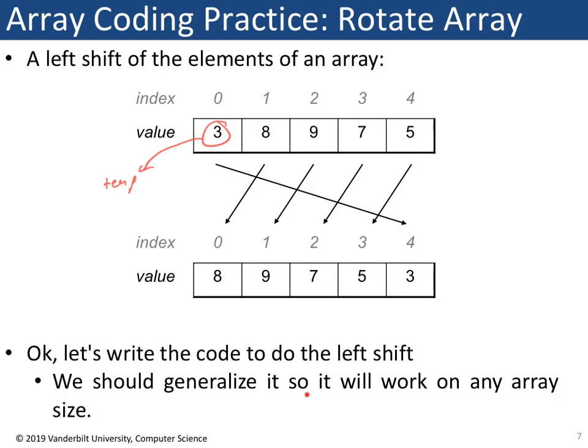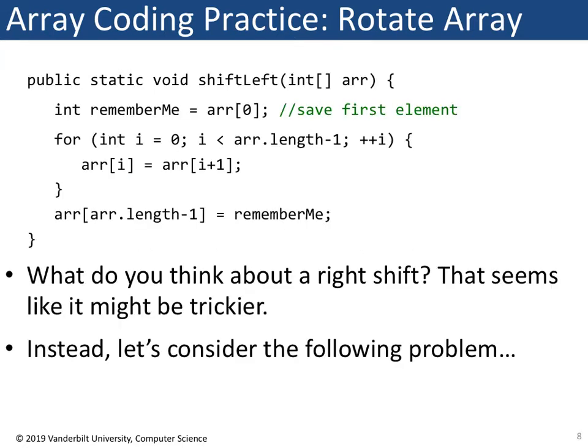Again, we should generalize this so that it works for any size of array. So we need to make use of the .length field so that we are able to process an array without actually knowing the size of the array beforehand. So here's some code that we think might work. Let's notice. We are taking the first element of the array and saving it to our temporary variable called remember me. Then we are going to process the rest of the array using a for loop.